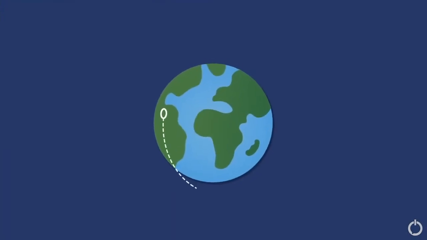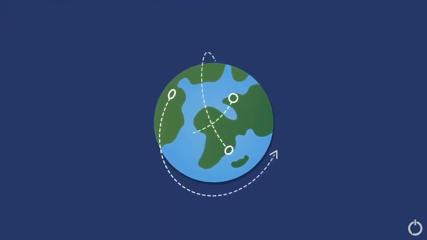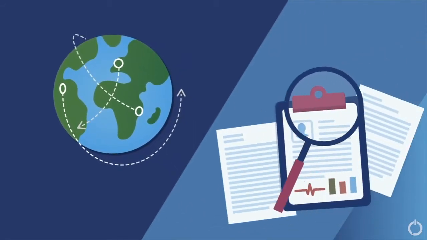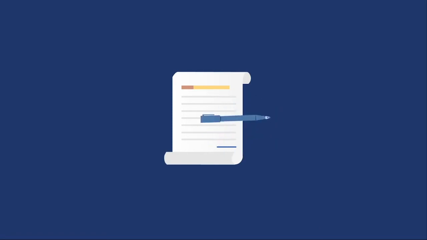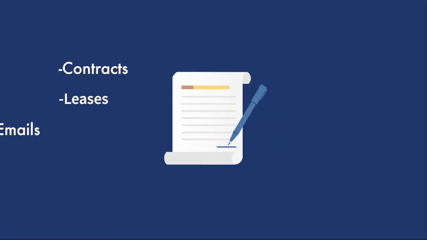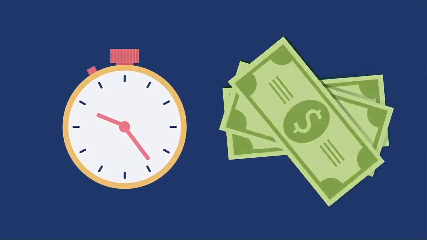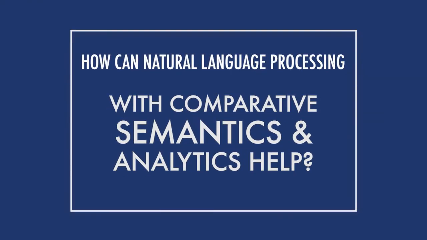As the world and how it's regulated changes, the simplest way to track compliance is to compare what's currently being done to what should be done. Doing this on text-heavy documents such as contracts, leases, emails, or VDR data, and referencing that against dense regulations and publications can be time-consuming, expensive to outsource, or both. How can natural language processing with comparative semantics and analytics help?